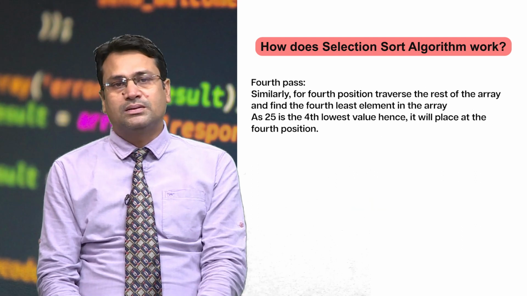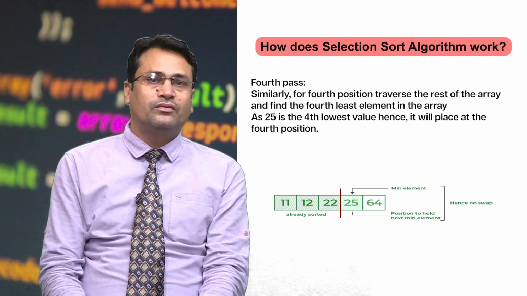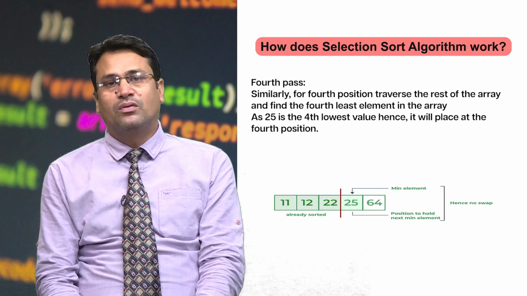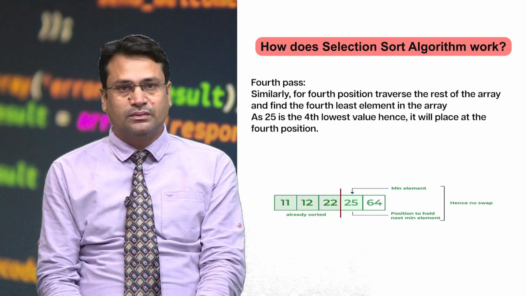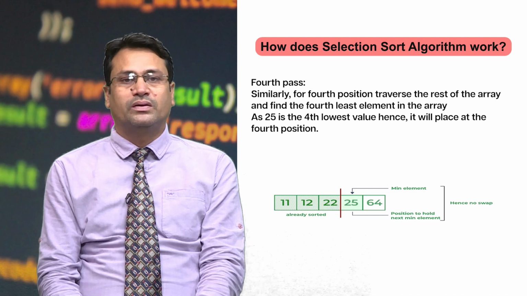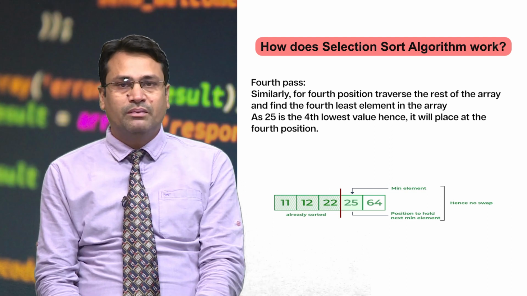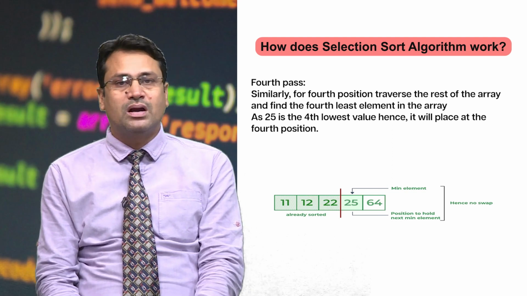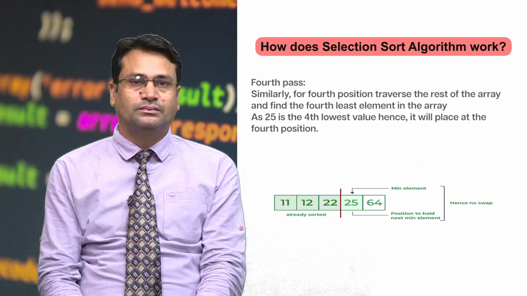In the fourth pass, similarly, for the fourth position we traverse the rest of the array and find the fourth least element in the array. 25 is the fourth lowest value over here, so it will be placed at the fourth position. You can see the minimum element is 25 over here, hence swapping is not required because 25 is already less than 64.